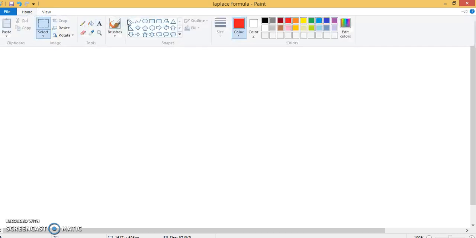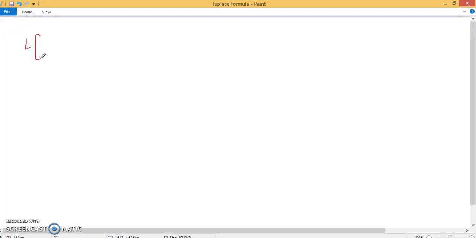So consider if the question is given: find the Laplace of (cos at minus cos bt) divided by t. Which type of property is this? Property number 3, because if f of t divided by t is given, you have to consider it as property number 3.